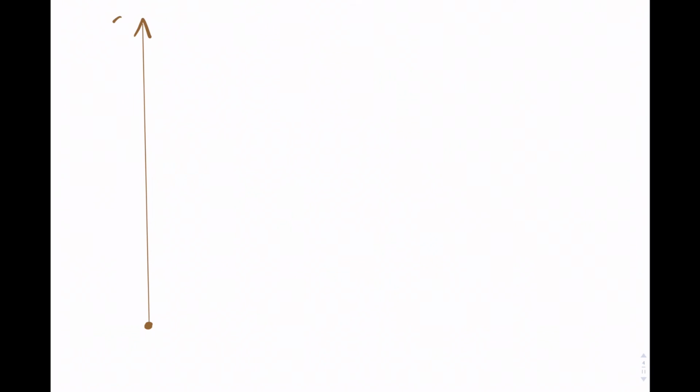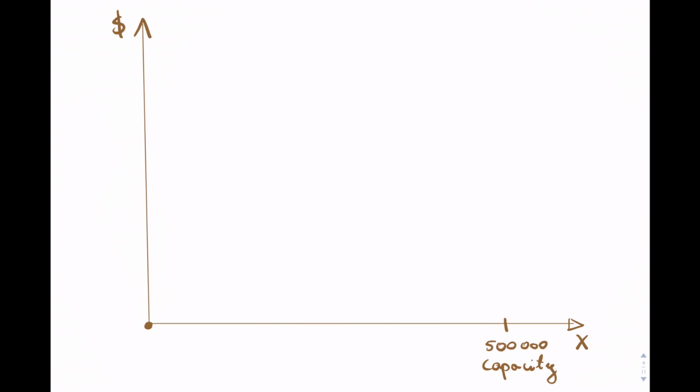This is my dollar value. They said to label all these. This is my X. Now my capacity is actually quite big. So that is capacity. I'm going to just draw a line here because we can't pass capacity.